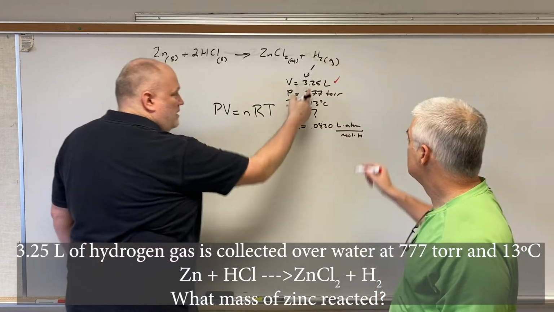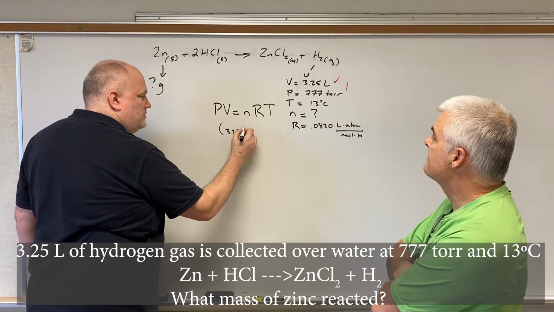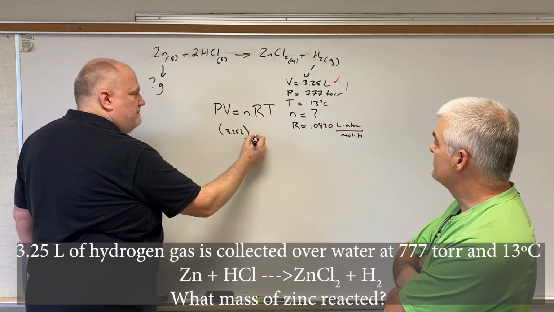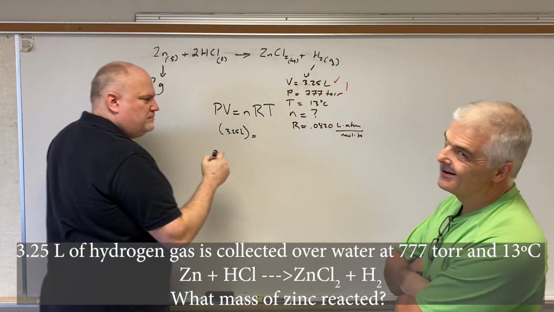Because that tells us the units. So our liters are here. I'm going to put them into the problem here, 3.25 liters. And that's our volume. The pressure is 777 torr. Can we use torr, Mr. Bergman? No, we have to convert to atmospheres.